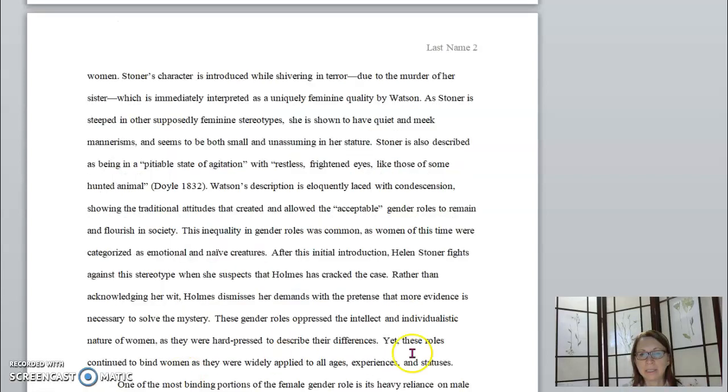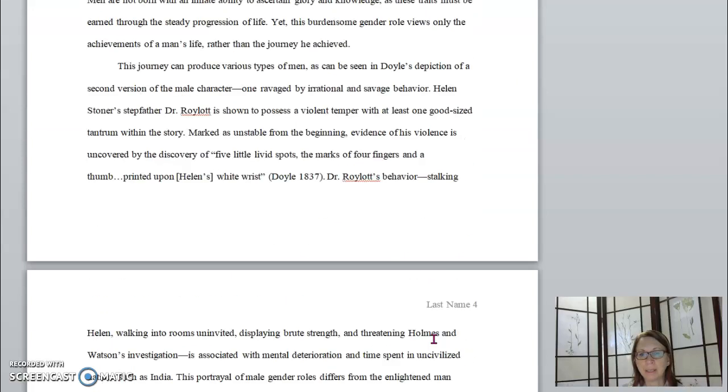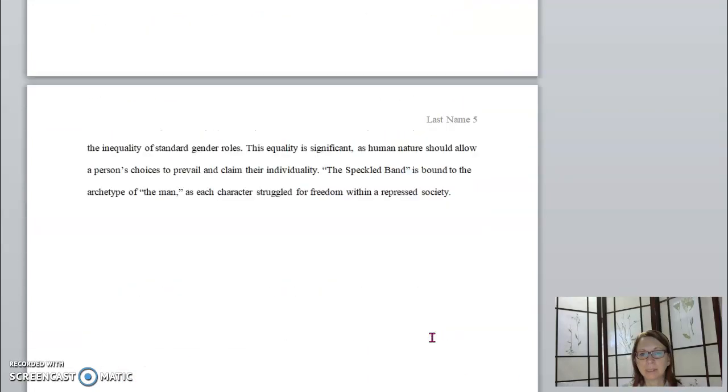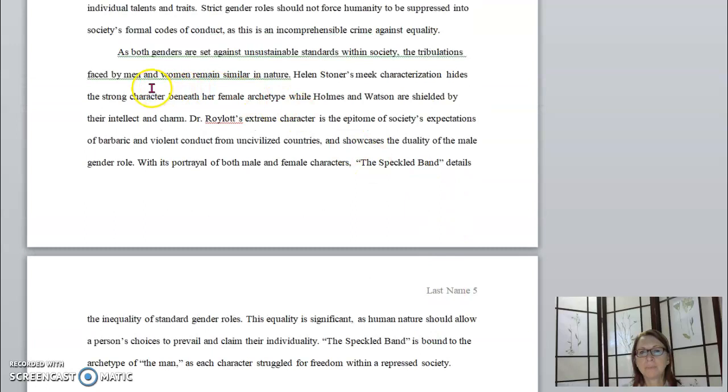So again, let's look at this example, and let's get down to the bottom. So you can see that she's returning to the idea of gender roles within society and the unsustainable standards that these pose for men and women. She's talking about it, and she reflects on the larger meaning and how it connects to society. She's giving readers a takeaway.